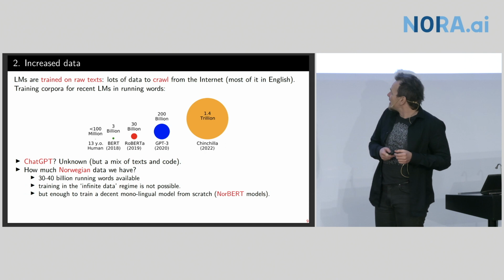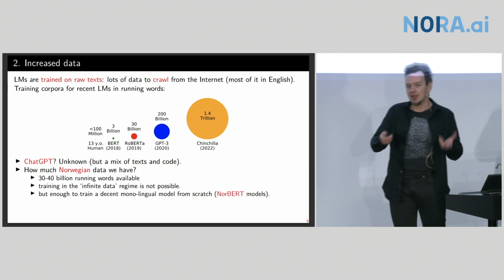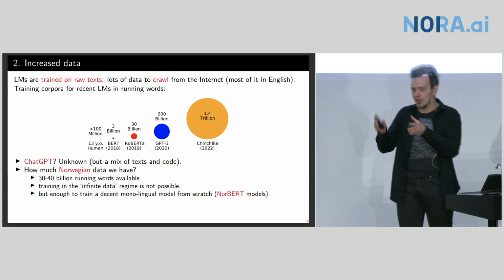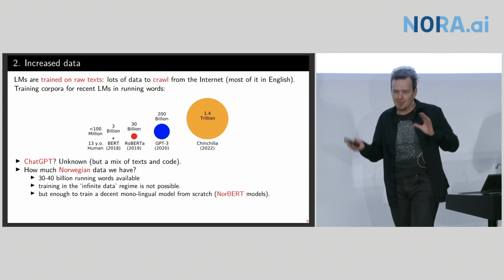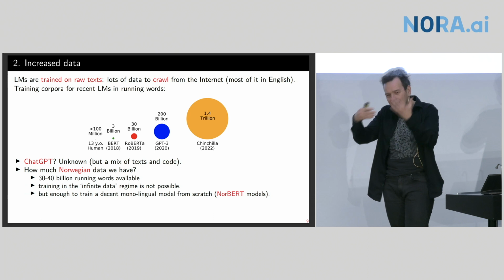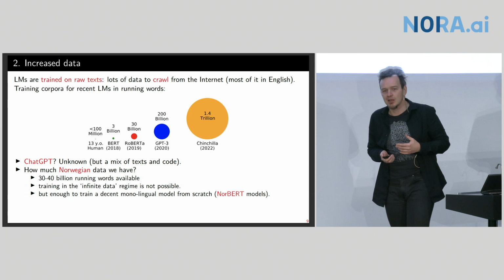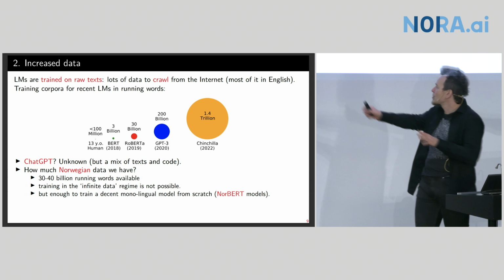We have already mentioned a bit of how much Norwegian data we have to train Norwegian language models, and I'm pretty sure that Peregil will talk more about this later today. But at least as of now, we have access to about 30 or 40 billion running words, depending on how you count and depending on whether you count the texts which are not publicly available because of copyright restrictions, etc., or whether you count the texts in Norwegian which you can just find on the internet. But essentially, that's the rough estimation of the order.